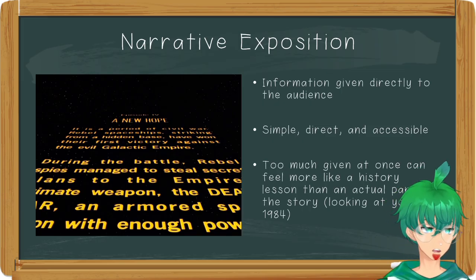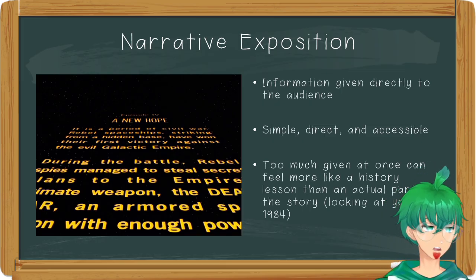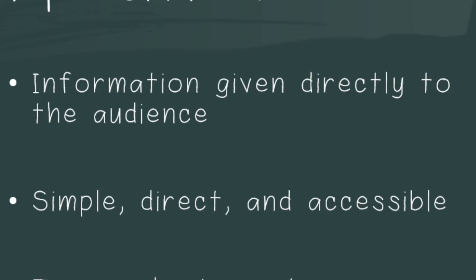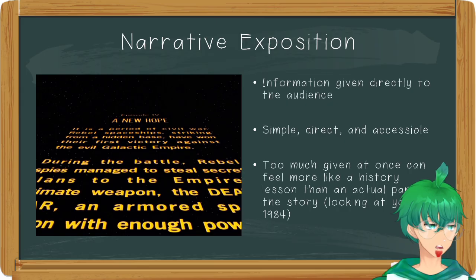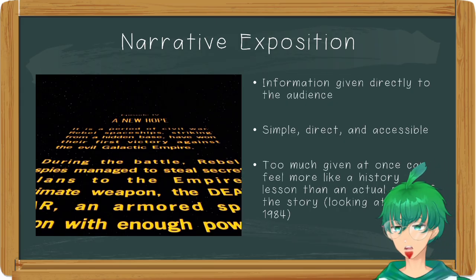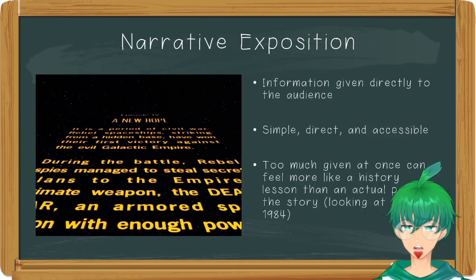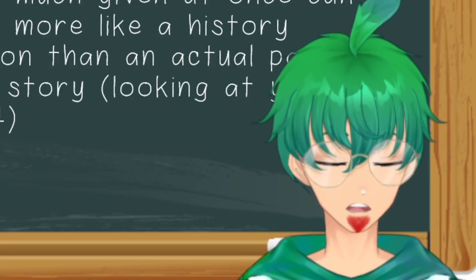As you can see by this example, narrative exposition is a very common and very popular form of handing out your lore, because it's just information given directly to the audience. It's simple, it's direct, it's accessible. We all know the Star Wars reels, just flying off into space, giant words that somehow no spaceship ever sees. You could also see narrative exposition a lot in novels specifically.